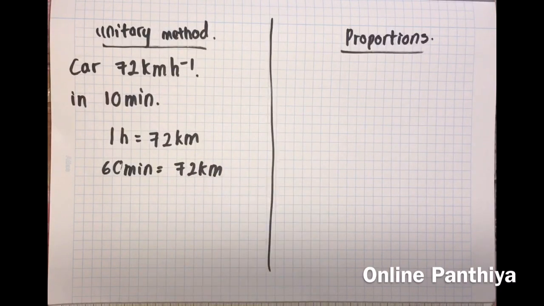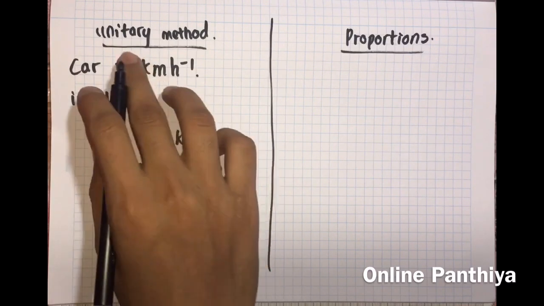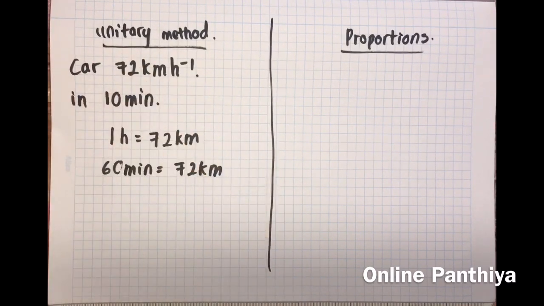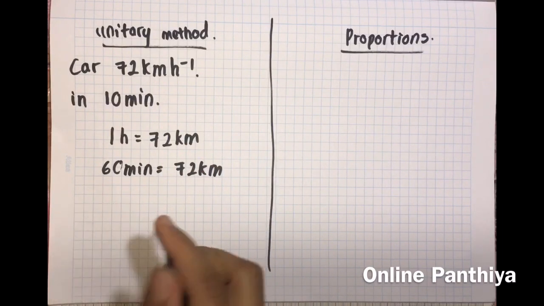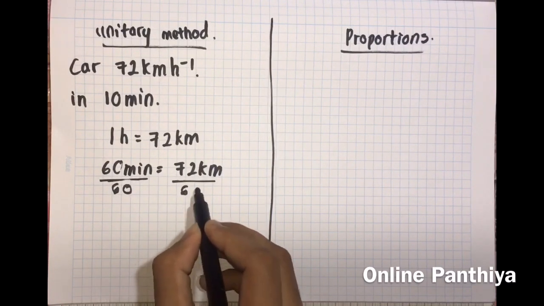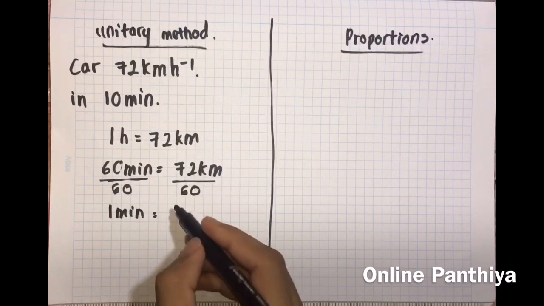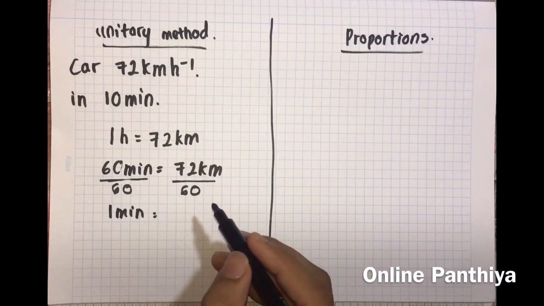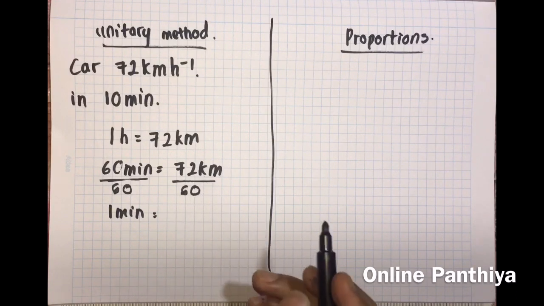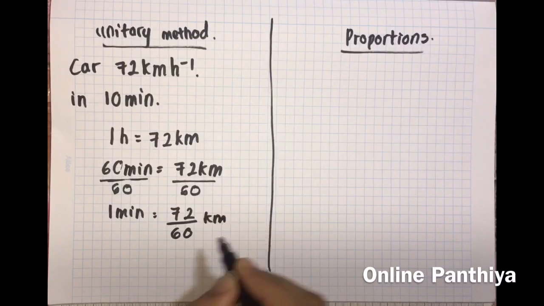Okay, now before finding out the value for 10 minutes, since this is unitary method, I'm going to find the value the car travels in 1 minute. So how do you find? How to make this 60 to 1? Divide by 60. Divide this side also by 60. So here you have 1 minute. This side what do you have? If you simplify, shall I write the same answer or shall I simplify? Okay, I'll just write the same. So once you solve this, this is the answer you will be getting.